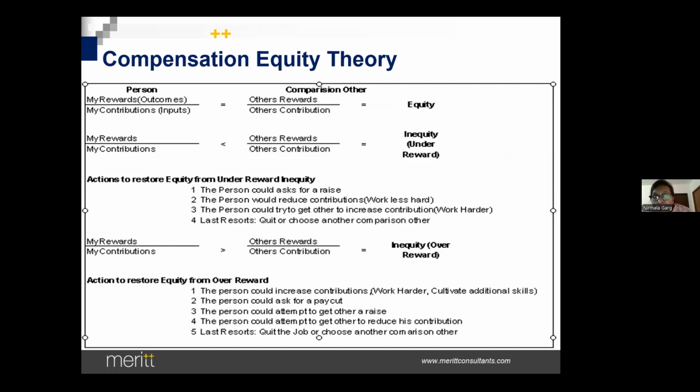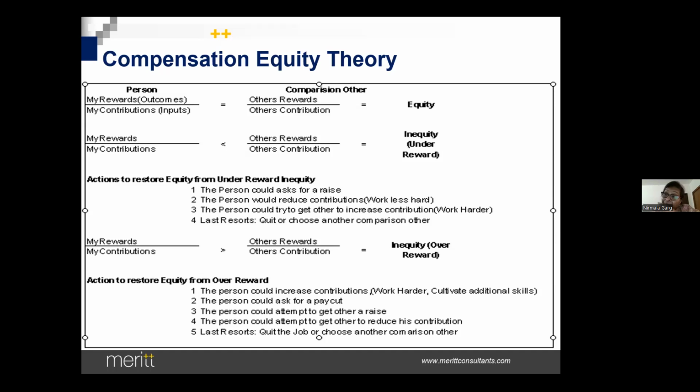So he talks about this equity: my reward versus my contribution. If it is equal when I'm comparing with others, then it is equitable, fair. But when my reward versus effort is lesser than the other person's, then there is inequity. So when I'm not being paid fairly, what do I do? Either I ask for a raise, or I will reduce my work, or I will look for some other better job, I will quit. Right? These are the typical things you do.